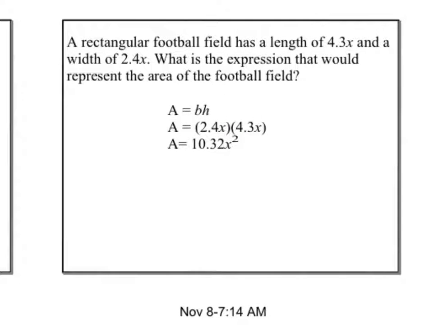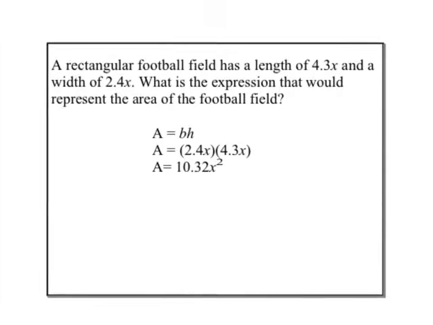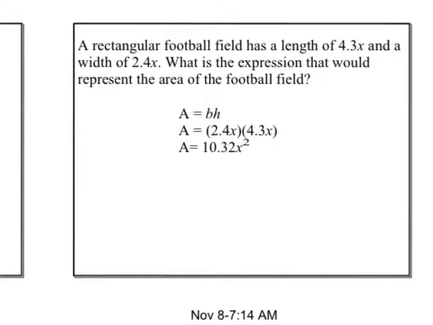The problem solving for this is pretty basic, because it's monomial times monomial, so it's going to be area of a rectangle or area of a square. So if you have a rectangular football field with a length of 4.3x and a width of 2.4x, find the expression. You don't know what x equals. You won't get a final answer. The best you can do is simplify it. So 2.4 times 4.3 will give you 10.32. X times x is x squared.